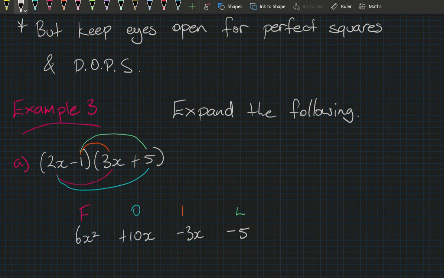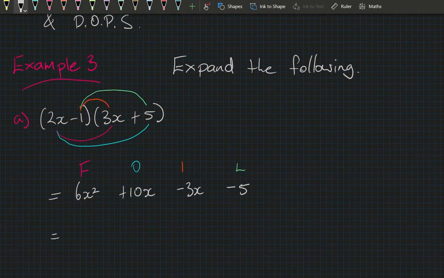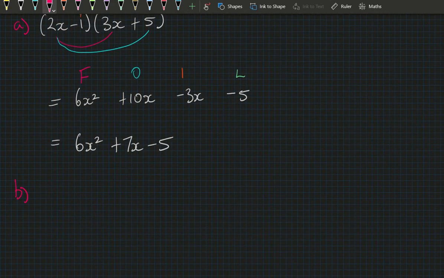So the only like terms here are the 10x and −3x. So 10 minus 3 is 7. So we're left with 6x² + 7x − 5. All right, let's move on to part B, where we've got 2(x − 3)(x − 2). We can multiply in any order we want because of associativity, right?